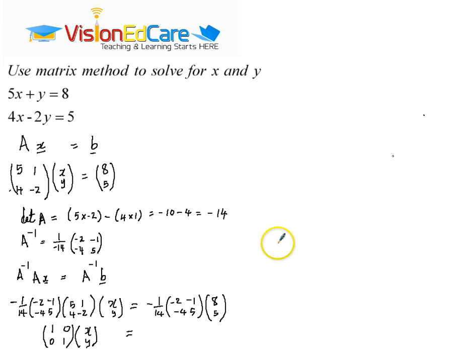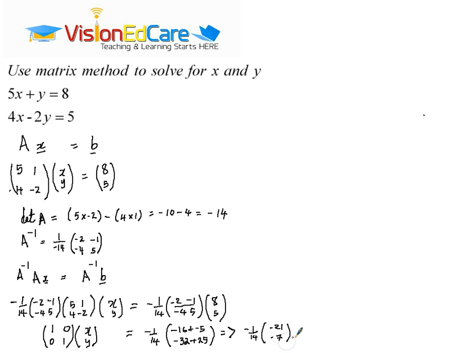So what we're going to do first is to multiply the row times the column, and then we use our factor after. So we have minus 1 over 14, and we're going to multiply out the row, which is minus 2, 1, times the column 8, 5. So 8 times minus 2 gives us minus 16, plus 5 times minus 1 gives us minus 5, and then 8 times minus 4 gives us minus 32, plus 5 times 5 gives us positive 25. So what we have is minus 1 over 14 times minus 21, and that gives us minus 7.